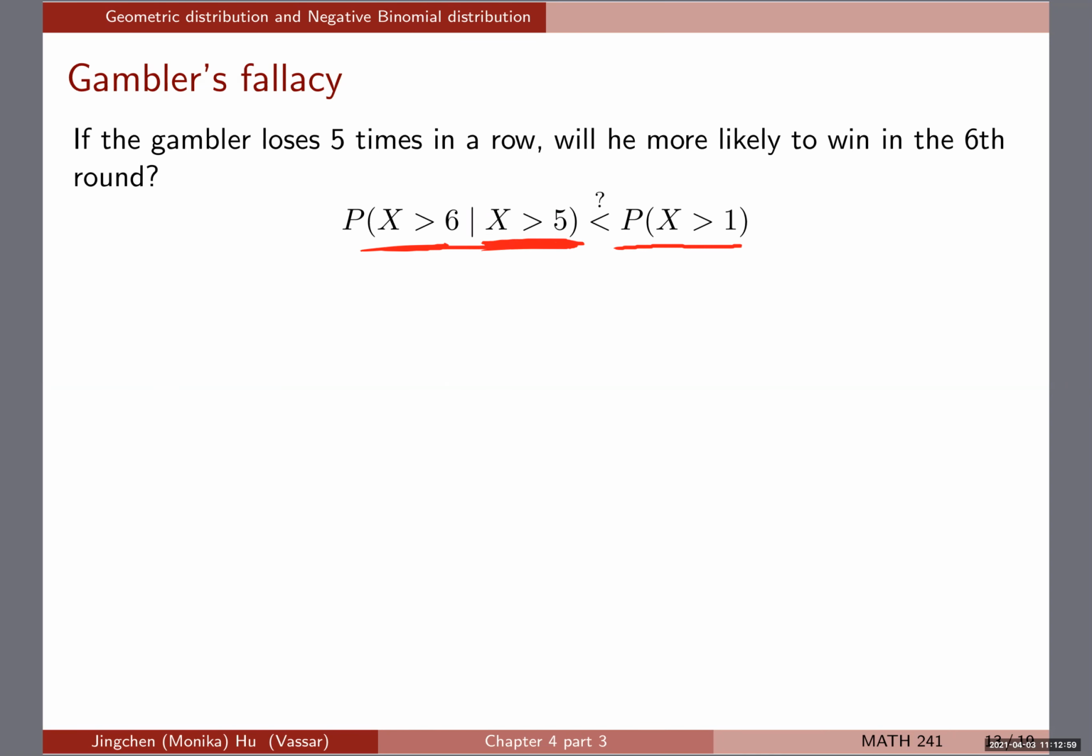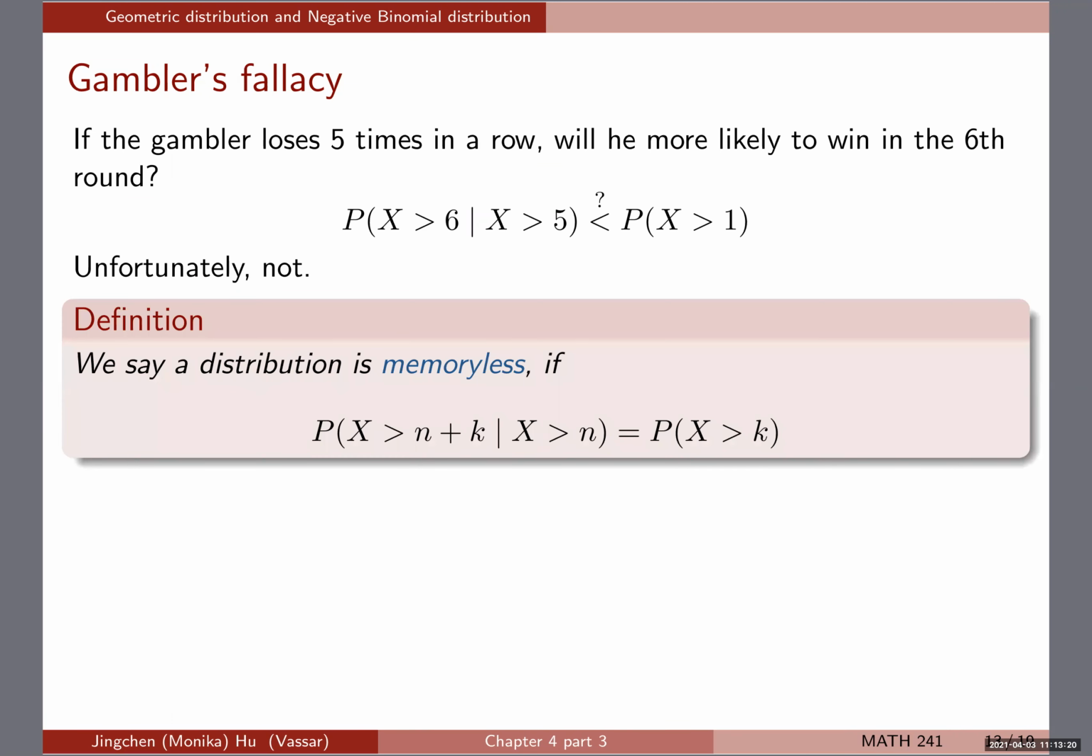Intuitively, you will probably say no, because each game is independent from each other. It doesn't really matter how many games he loses already, the next round is always a new round, which is true. In formal terms, we define this as the distribution being memoryless, meaning that whatever happened before doesn't affect what's going to happen next.